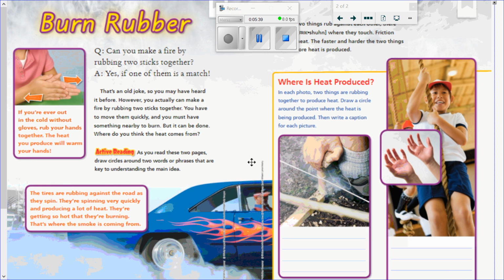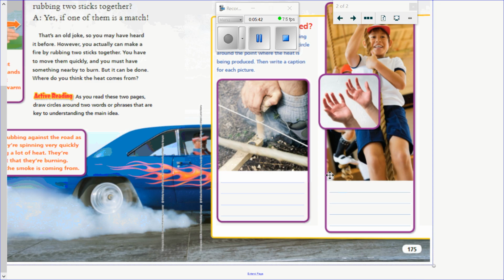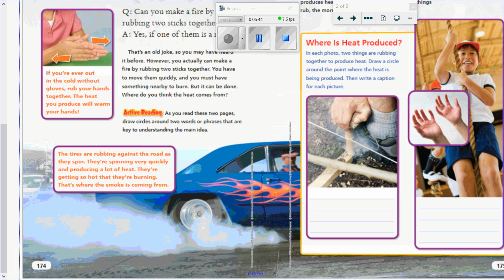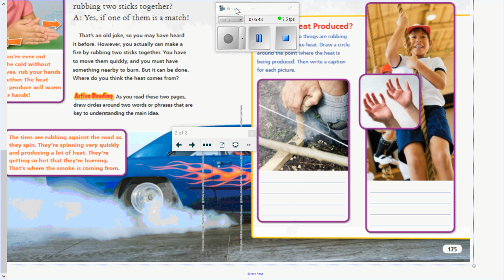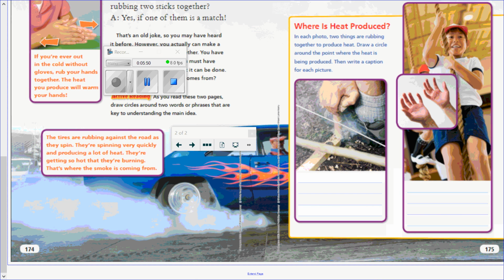All right, last page. Oop. I'll move this instead. All right. It's not wanting to cooperate.